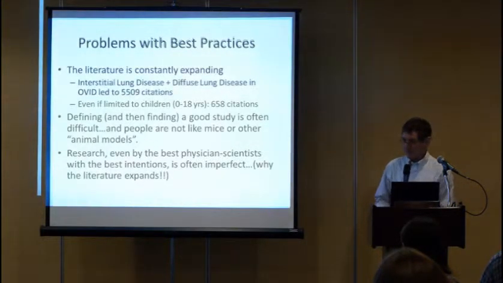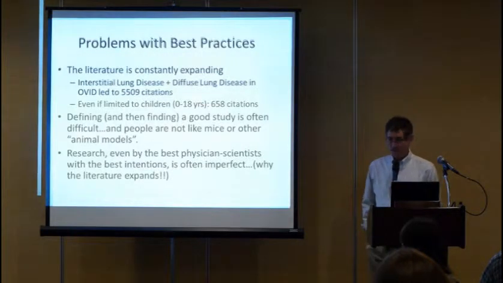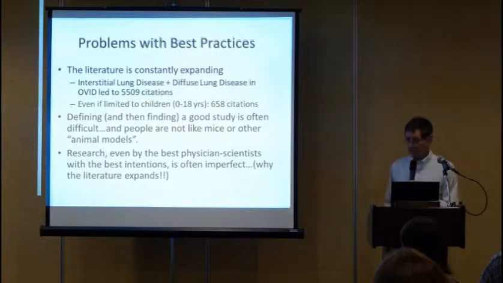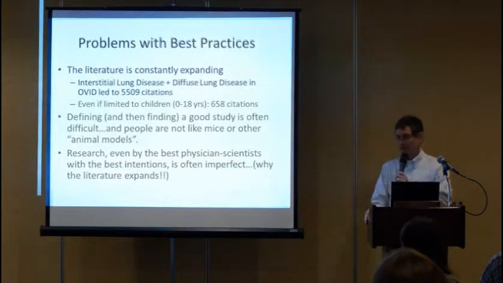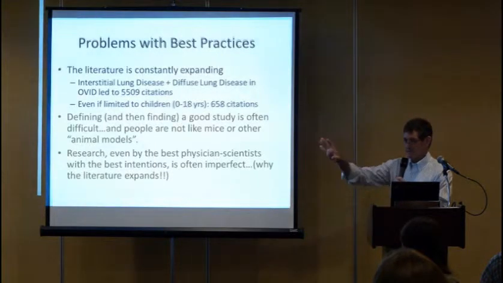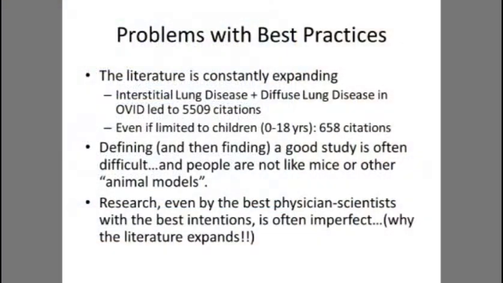For example, I went to a search device called Ovid, not named for the poet, I don't think. And I just put in interstitial lung disease and diffuse lung disease together, and there are 5,500 papers. And even if I whittled it down by just saying kids, there were over 600. And these are only the ones that Ovid is going to pick up. They're going to miss a lot of them. So there are certainly far more than that.